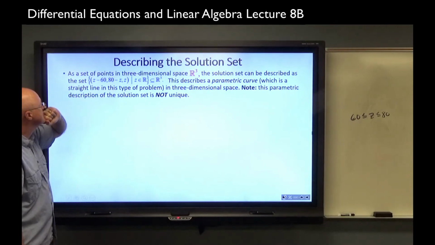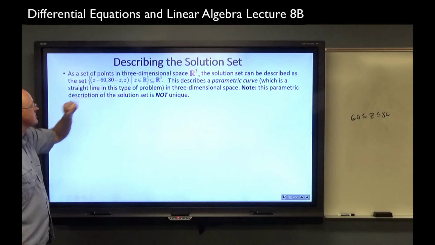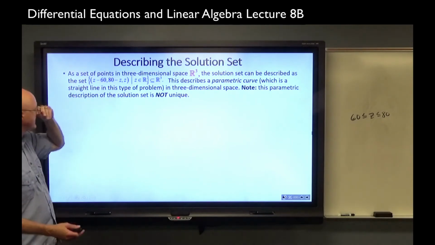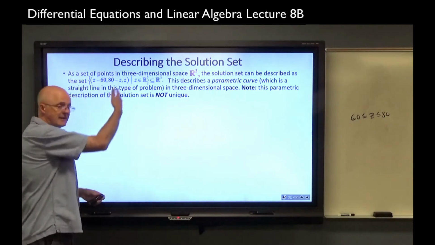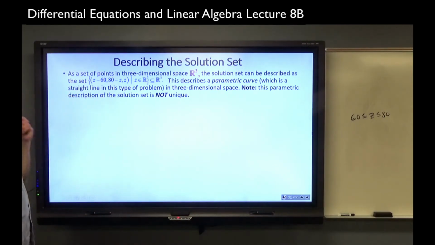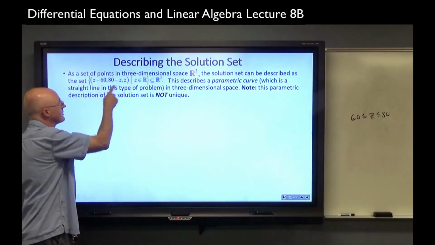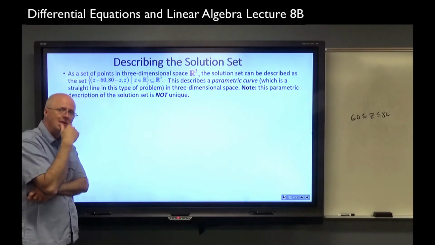This is going to be a subset of the three-dimensional space, because these are three-dimensional points here. So I'm doing something a little different than what you typically do with parametric equations in this situation. I'm adding a third dimension. This describes a parametric curve in three-dimensional space, which will be a straight line because these are linear equations in z. Z is just the first power.